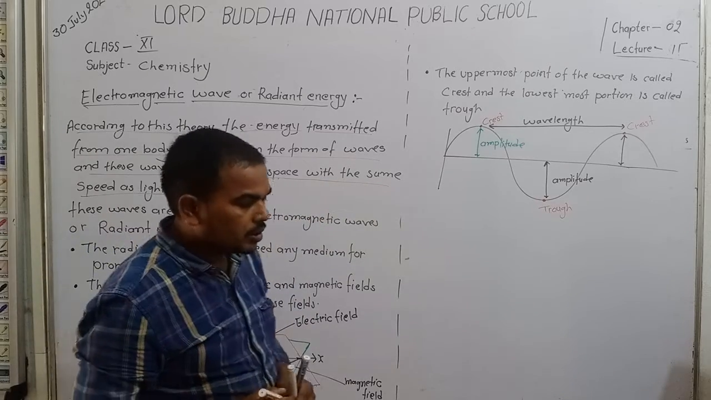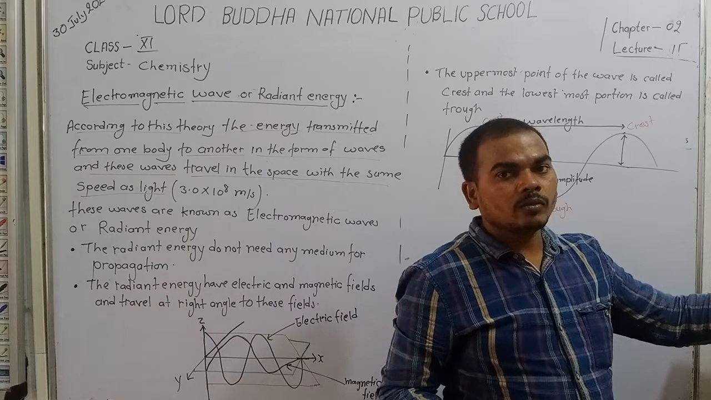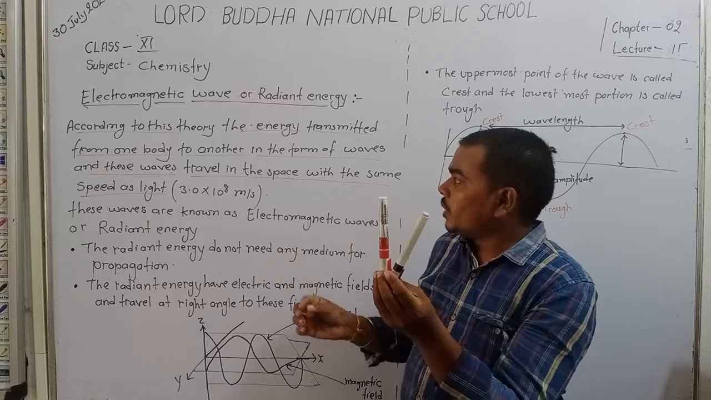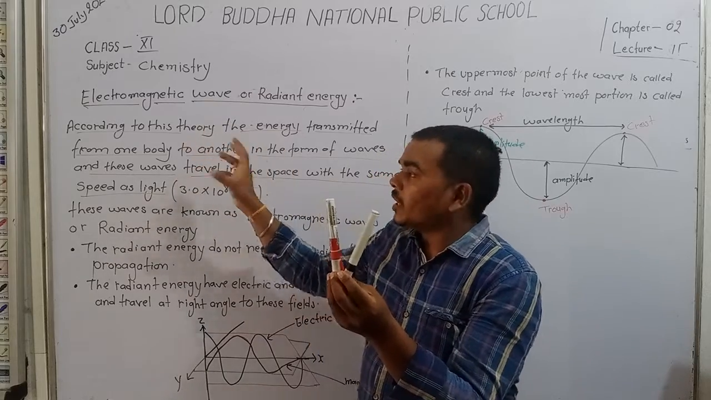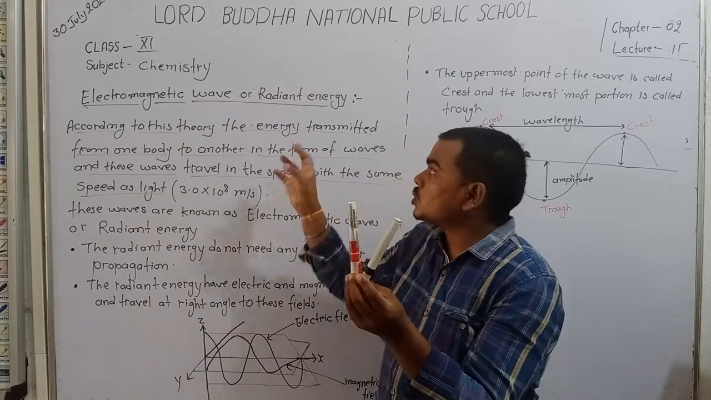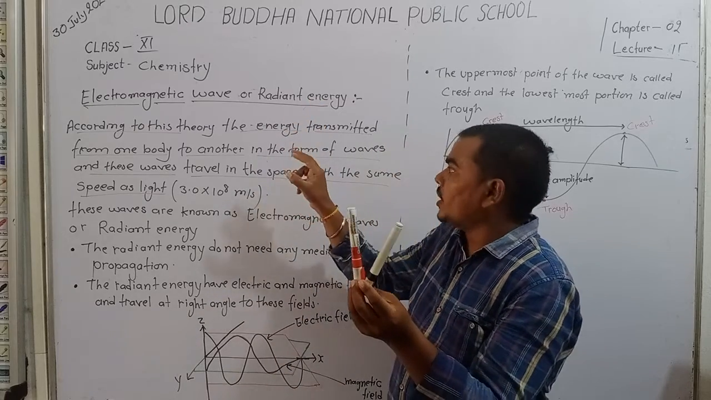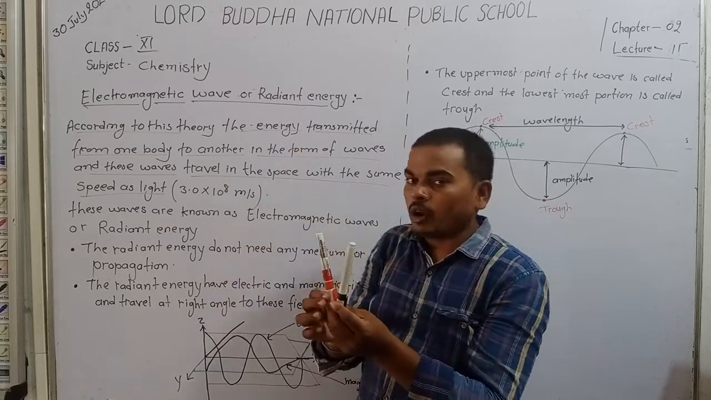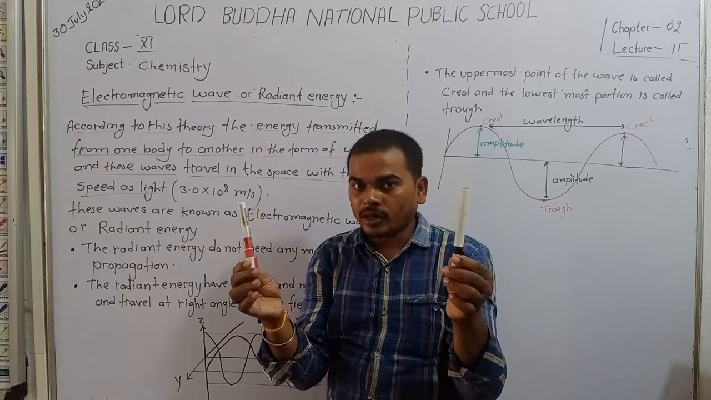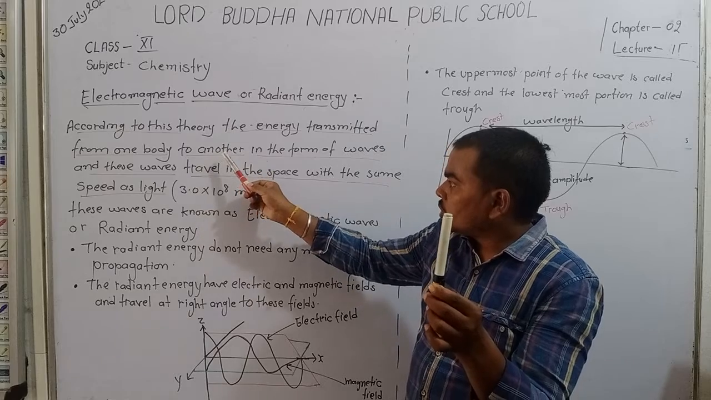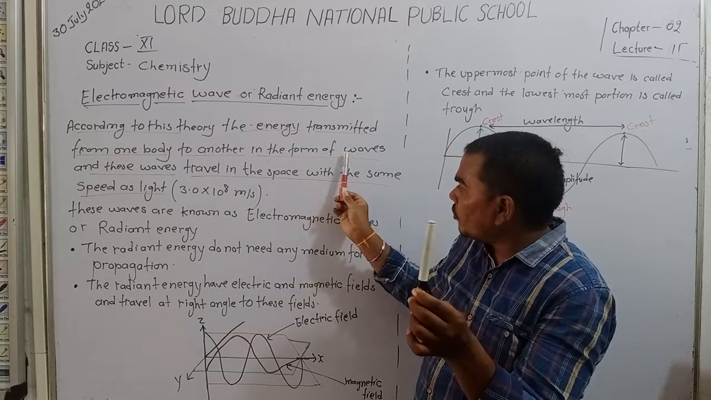Dear students, here are two bodies. According to the electromagnetic wave theory, or radiant energy theory, energy is transmitted from one body to the other in the form of waves.